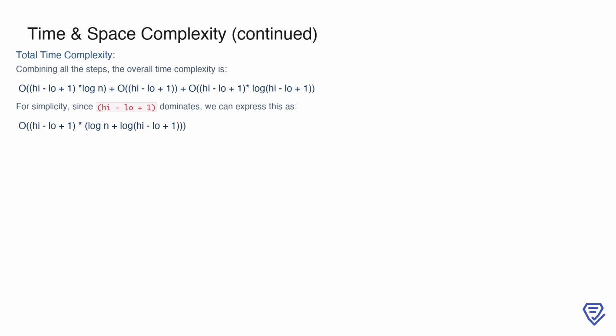For simplicity, we can express this in a more concise form. Since the dominant factor is high - low + 1, the time complexity simplifies to O((high - low + 1) * (log n + log(high - low + 1))). This gives us a clear picture of how the time cost grows as the input range increases.